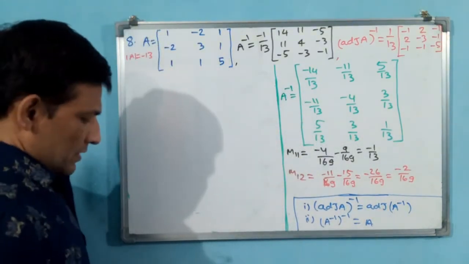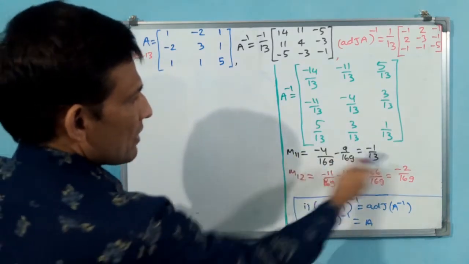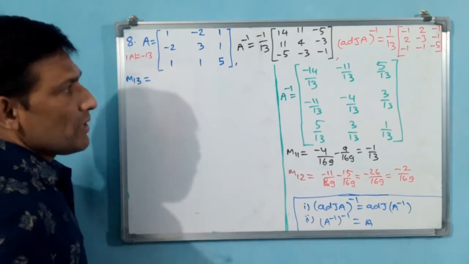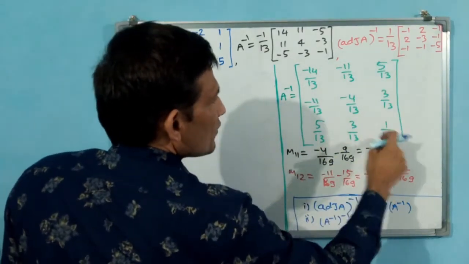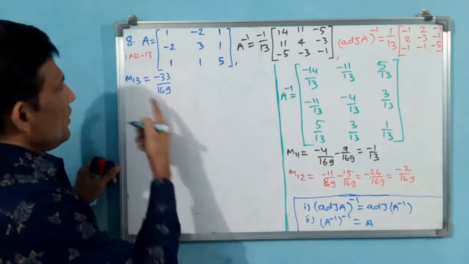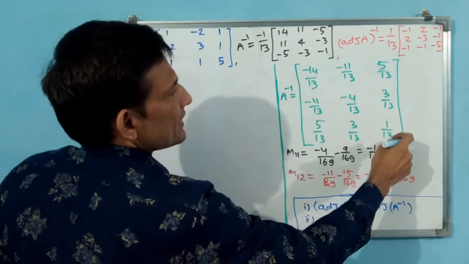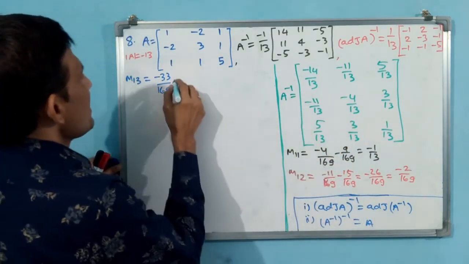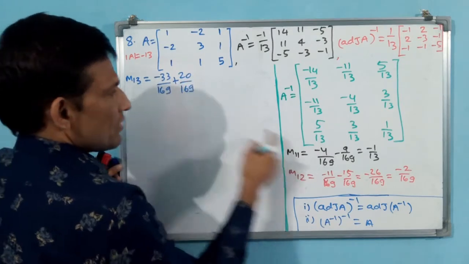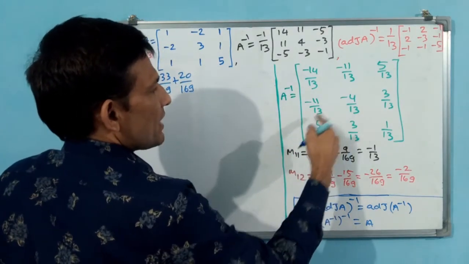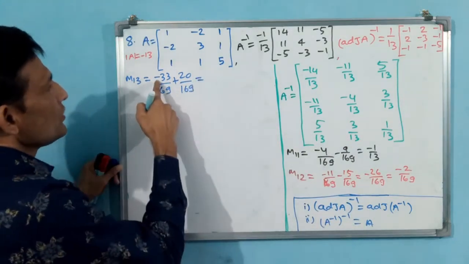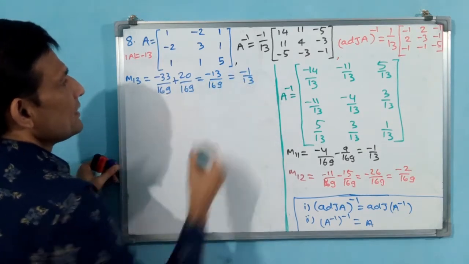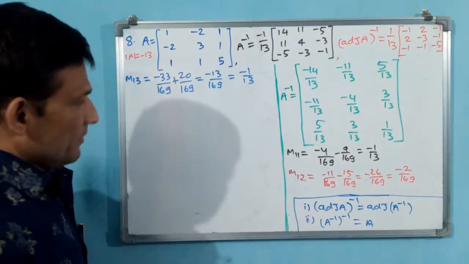See what we have to find. M12 already over, M11 over. M13, write down M13. M13 means you are closing 5 by 13. If you close it, minus 33 by 169, plus 20 by 169. Why? Because you see here minus is there, minus of minus is plus 20 by 169. That is equal to minus 13 by 169, that is equal to minus 1 by 13. Is it okay? Definitely okay.